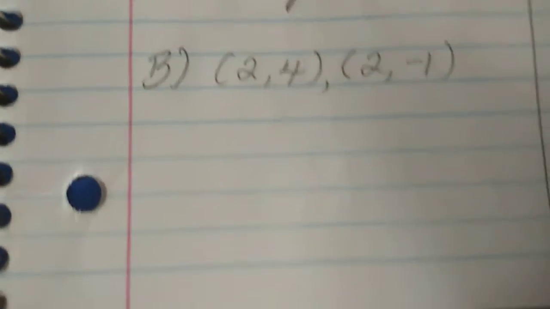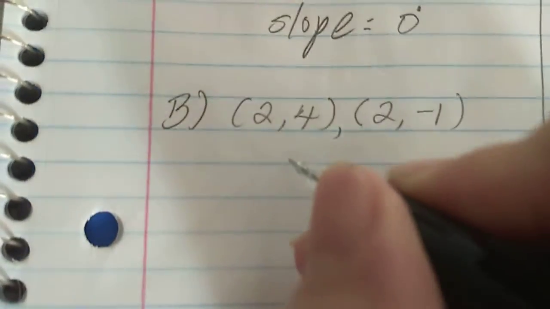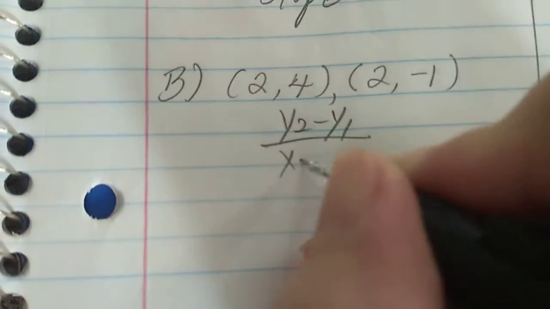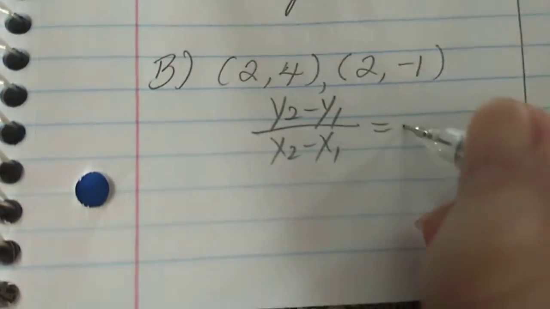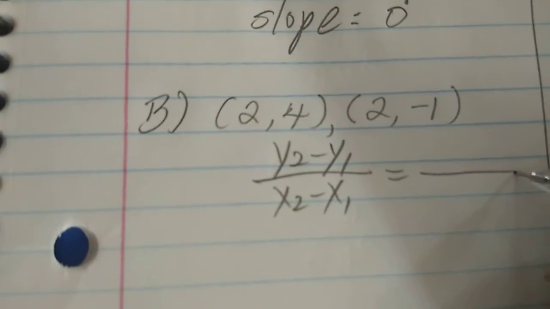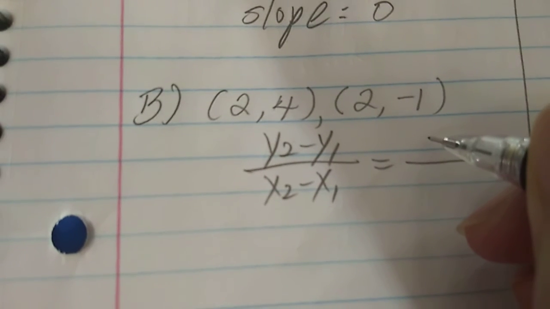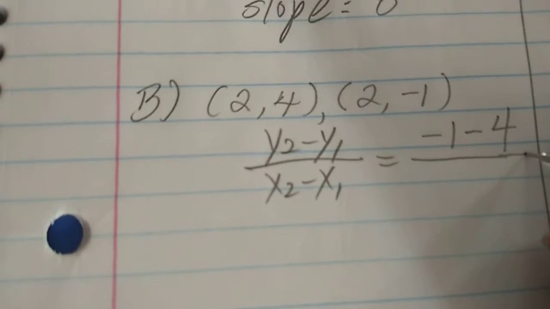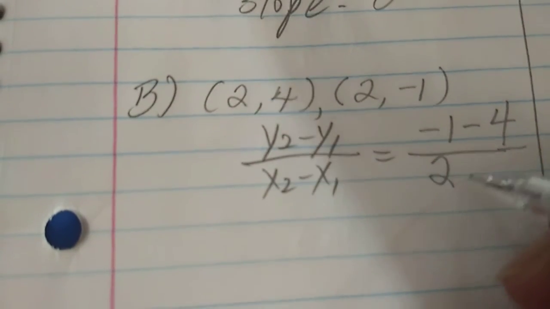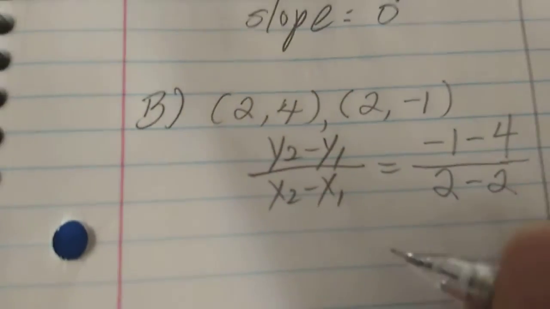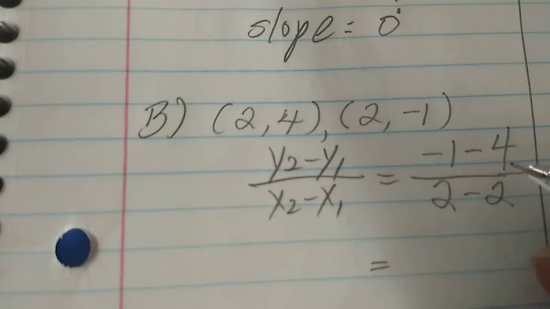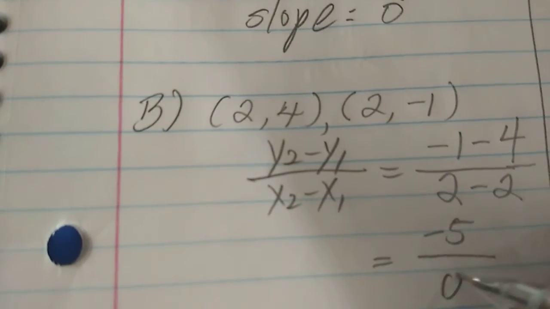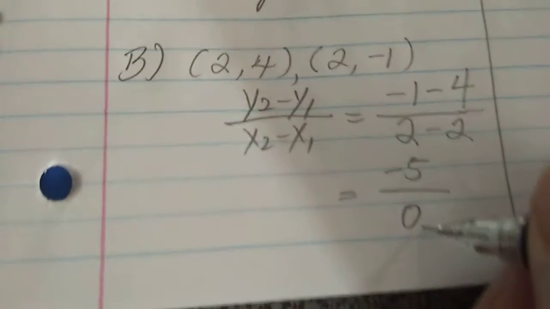But what happens if the x is the same? Okay, let's see. y2 minus y1 over x2 minus x1. So I'm going to take the y's. I have -1 minus 4, those are my y's. And then the x's are 2 minus 2. -1 minus 4 is -5, over 2 minus 2, which is 0. So now I have a fraction where I'm dividing by 0.